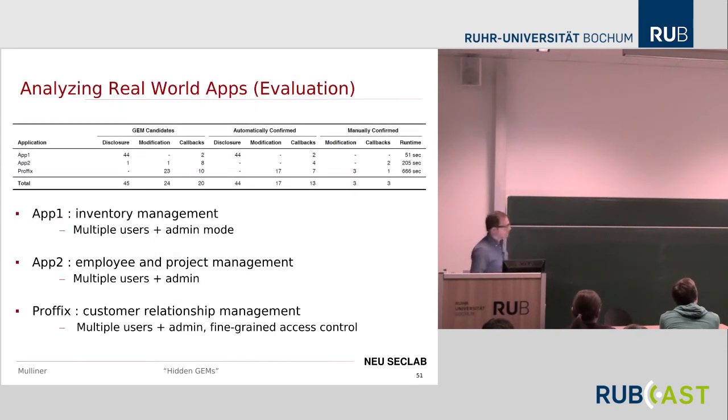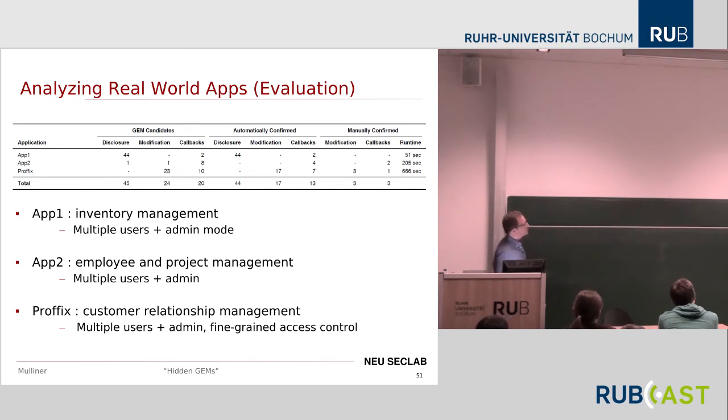And yeah, we looked at a bunch of applications to look at different kinds of bugs: information disclosure, information modification, and callbacks. We see up here how many candidates we had and how many things we actually found. We have a very lightweight inventory management application, then this employee and project management application, and then a really big customer relationship management application. This is the one where I showed you the fancy overlay.